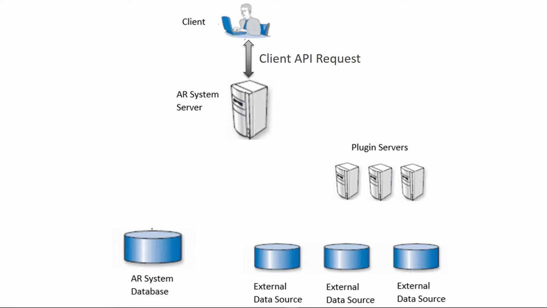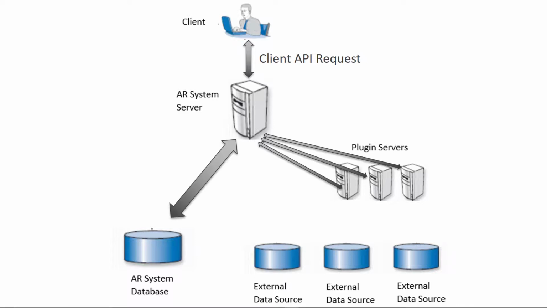Let's look at another, maybe a more complex communication. So you have a client, and that client might be a mid-tier client, it might be Dev Studio or just any other client. So he makes a request, and the request goes to the ARSystem server. The ARSystem server now might take that request and make a request to the database. It also might make a request to one or more plugin servers. Those plugin servers then can connect to each of their individual external data sources.